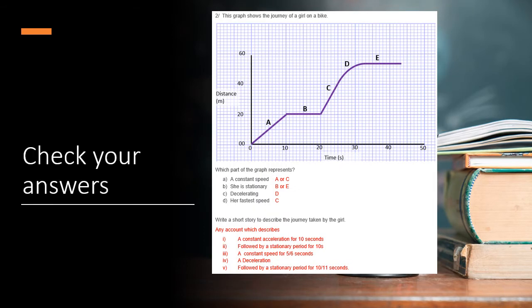In question 2, we're asked which part of this graph represents a constant speed. That could be either A or C. Where is the graph stationary? This is going to be at B or E. Which part of the graph represents a deceleration? This is going to be D. Now, which part of the graph is her speed fastest? That will be C, so at this point the gradient of the line is steepest.